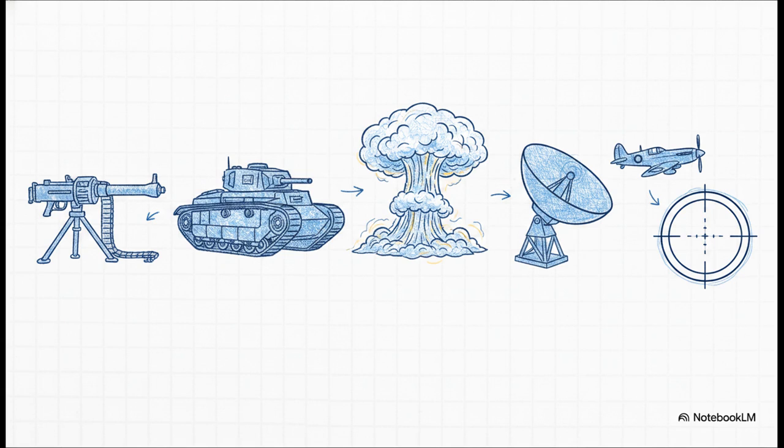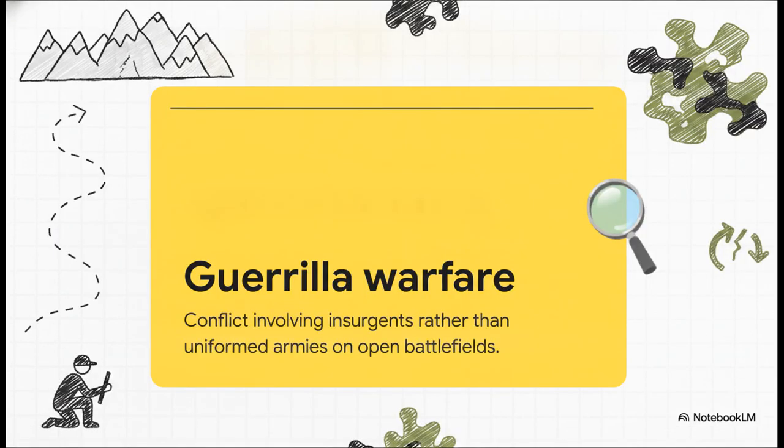Third, chemical and nuclear weapons, bringing destruction on a scale no one had ever seen before. Fourth, radar and aircraft, completely taking the fight to the skies. And finally, computerized warfare, where precision and surveillance totally changed the game on the modern battlefield. But it wasn't just the weapons that changed. The whole shape of conflict shifted.